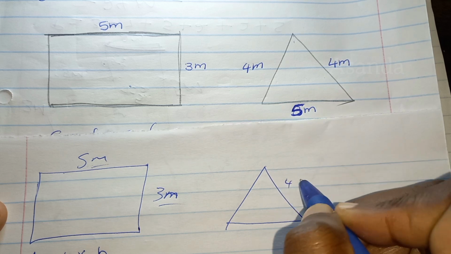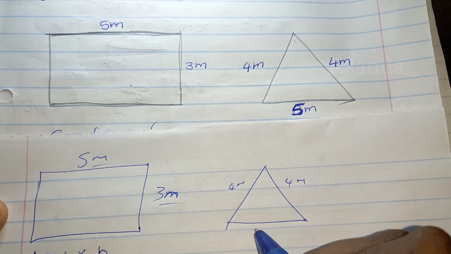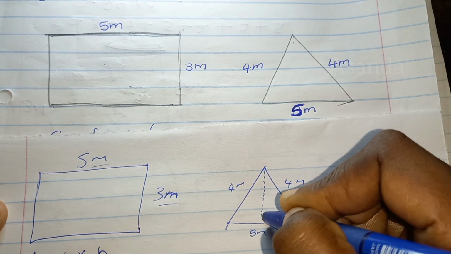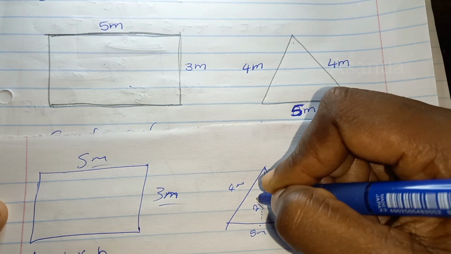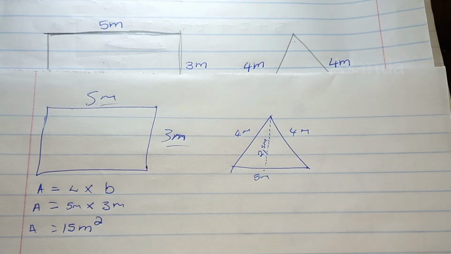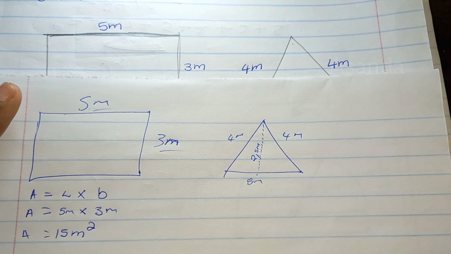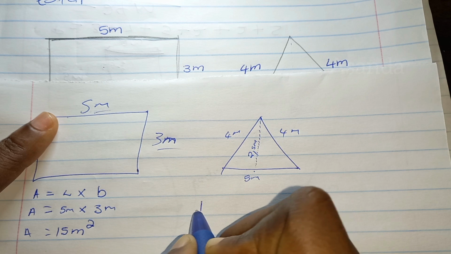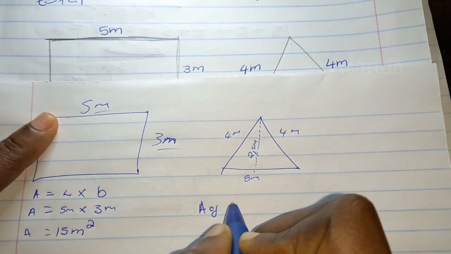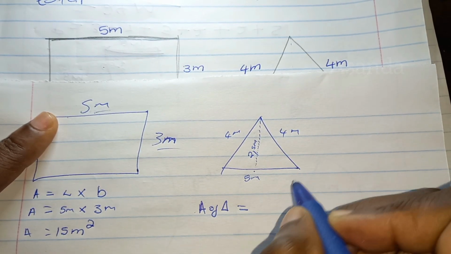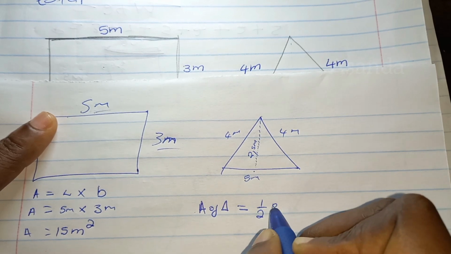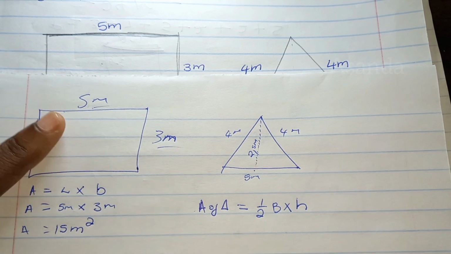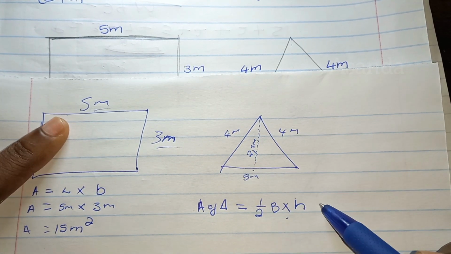Right? So now let's come to the triangle one. The triangle says it's 4 meters here, 4 meters here, 5 meters here. Then we have a distance there, which is 2,5 meters. Now, this is where it becomes very important. When it comes to the triangle, the formula says area of a triangle is equal to half of the base multiplied by the height, right?